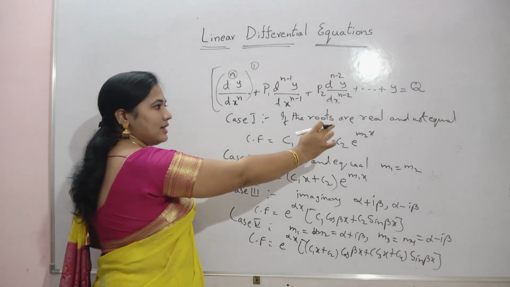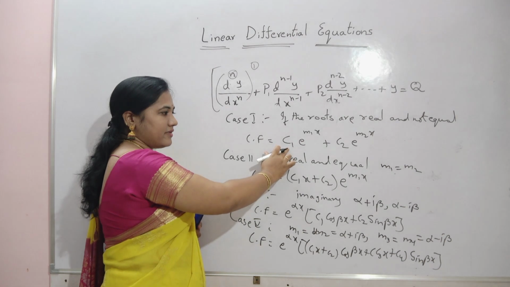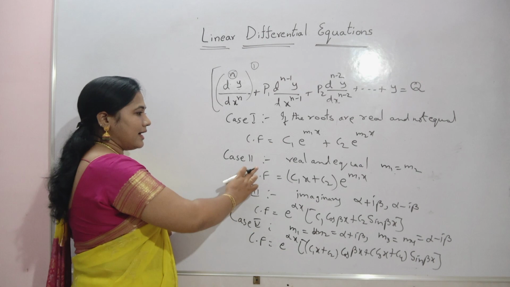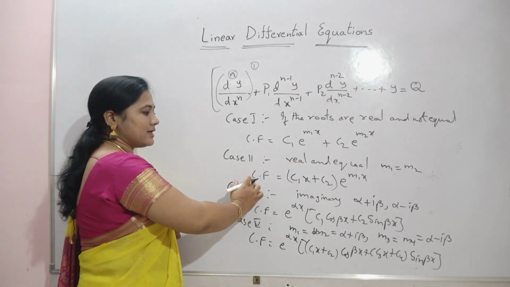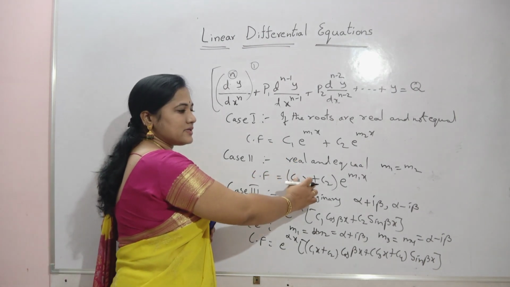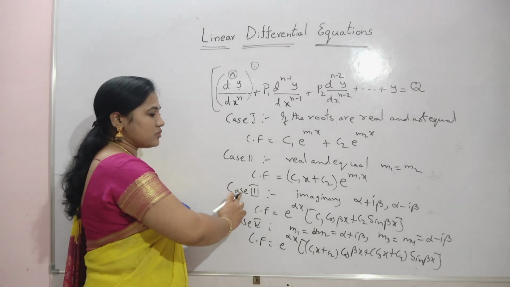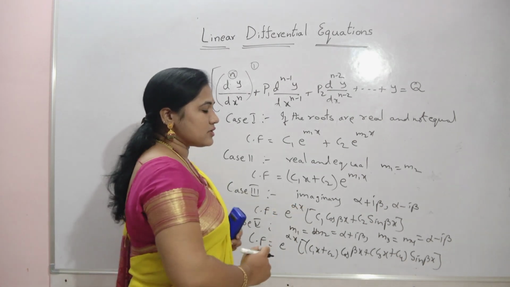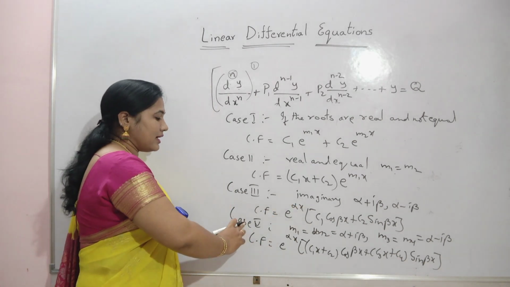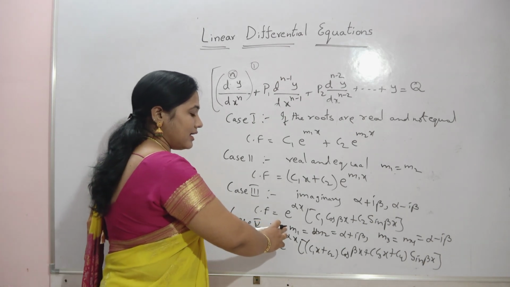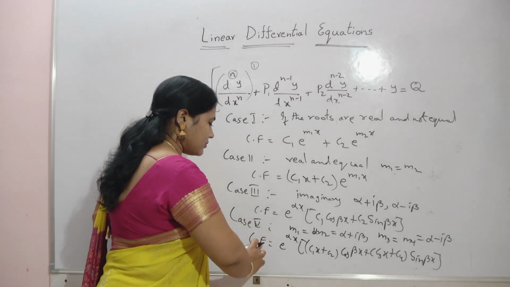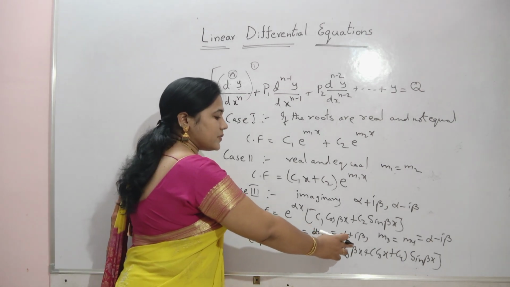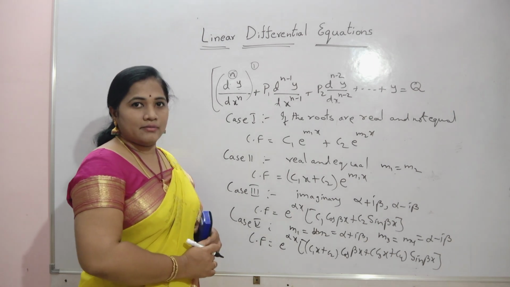If the roots are real and not equal, then the complementary function equals C1 e power m1x plus C2 e power m2x. If the roots are real and equal, then the complementary function equals (C1 x + C2) e power m1x. If the roots are imaginary, then the complementary function is e power alpha x [C1 cos beta x + C2 sin beta x]. If the roots are imaginary and equal, then the complementary function equals e power alpha x [(C1 x + C2) cos beta x + (C3 x + C4) sin beta x].